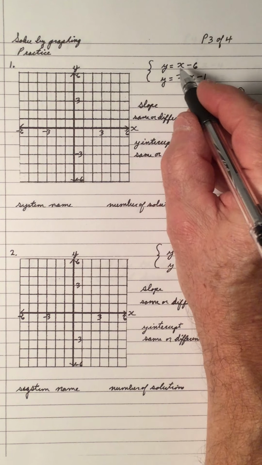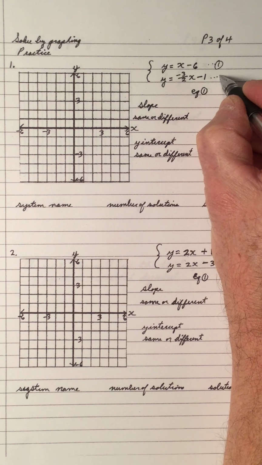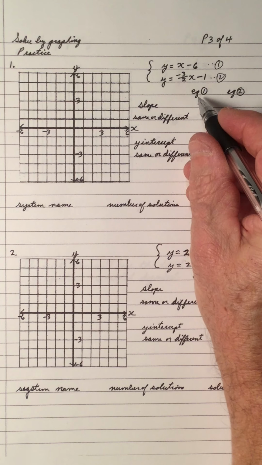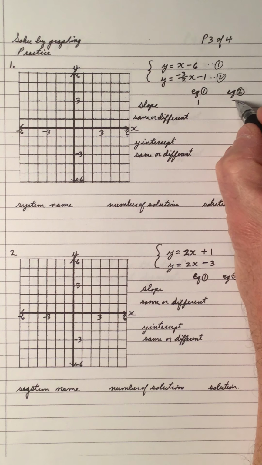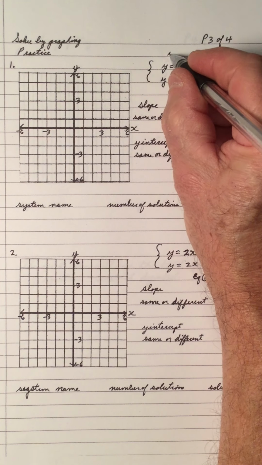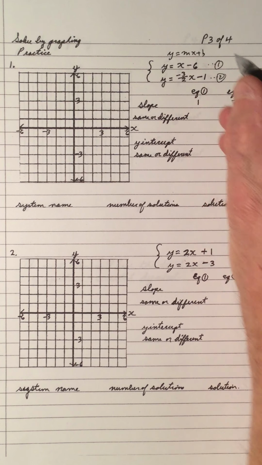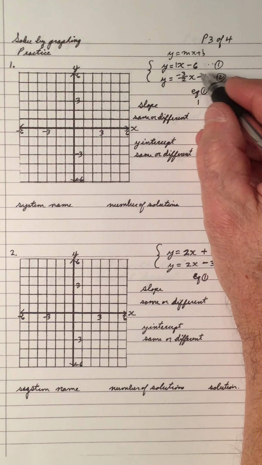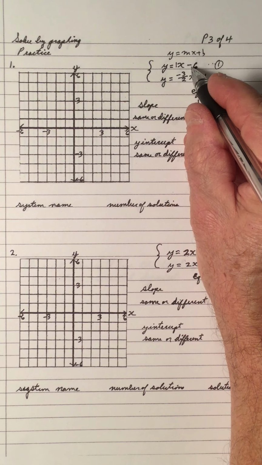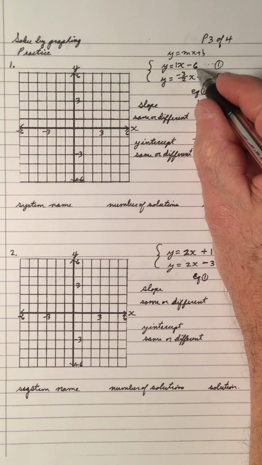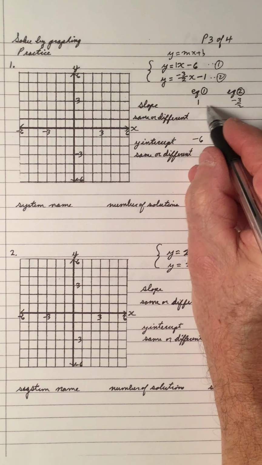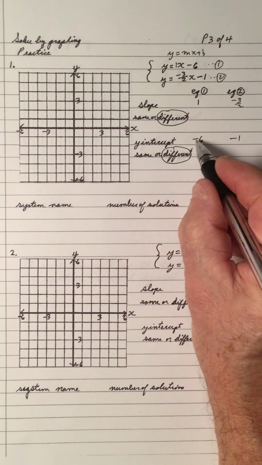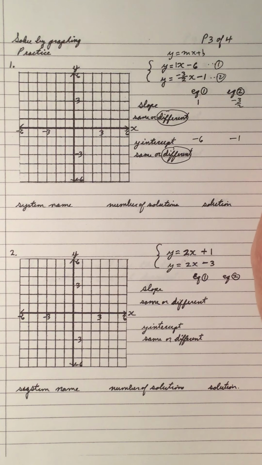Here I go. I'm going to take the first line, and that's the second line. So the first equation has a slope of 1. And the second equation has a slope of -3/2. Remember, y equals mx plus b. The m is the slope, which is 1 and -3/2. And let's pick out the y-intercepts. The first one is -6, and the second one is -1. The slopes are different, and the y-intercepts are different. And so let's plot these two.